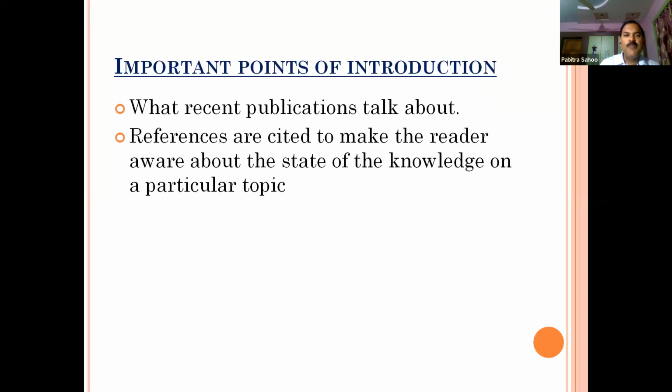So the most important points of the introduction are what recent publications are talking about, and what you are planning. From that, you can see what part is not covered, what the gap is, what the conflict is, and what the recommendations are. Accordingly, you will plan your research. That will be covered in the introduction.